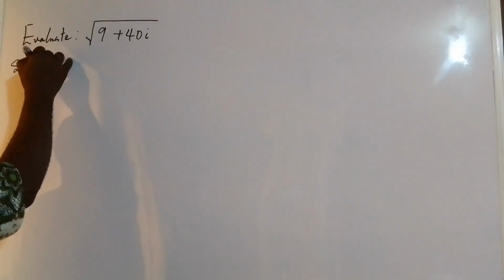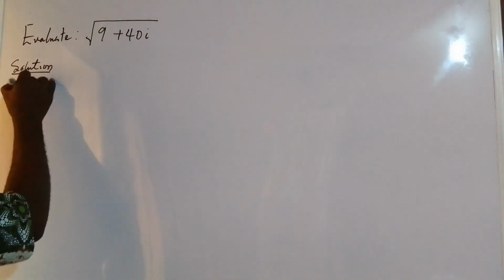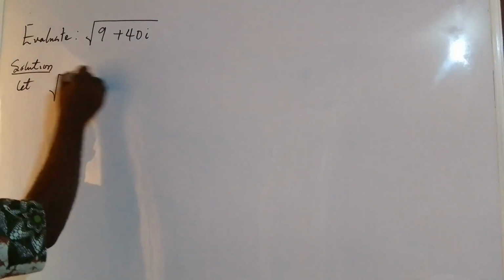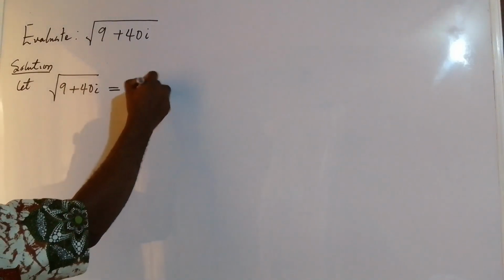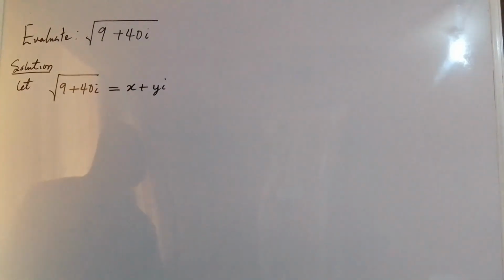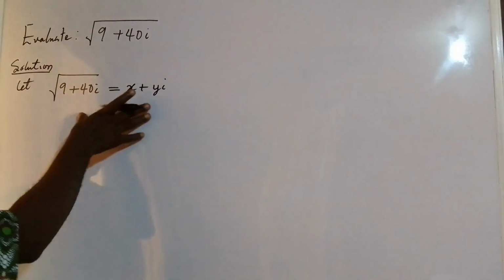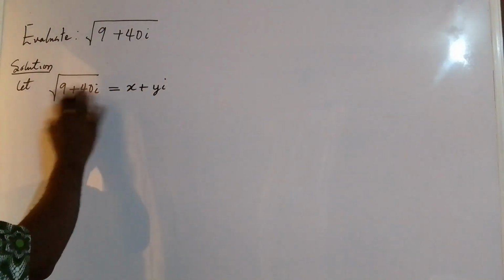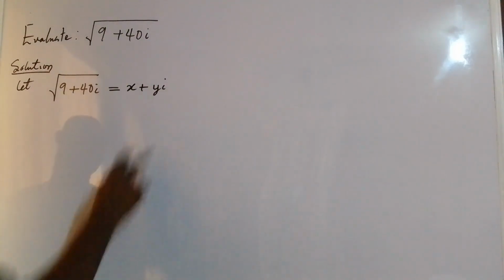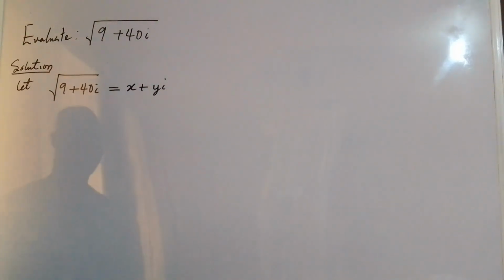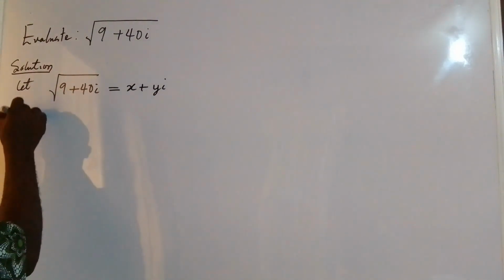So we have a solution. I put down the question. I will say let the square root of 9 plus 40i equal x plus yi. That is the first thing to do. So we are going to assume that the square root of this is x plus yi, where i is the complex number. From here, we can now take the square of both sides.